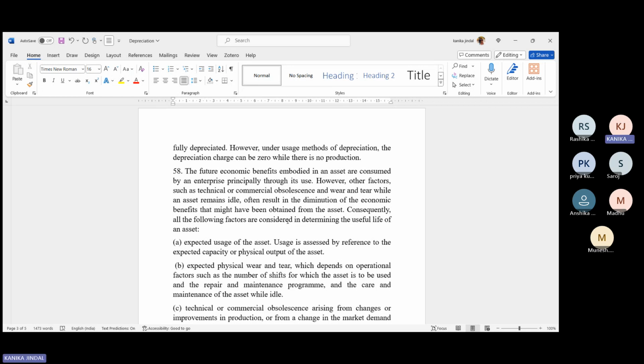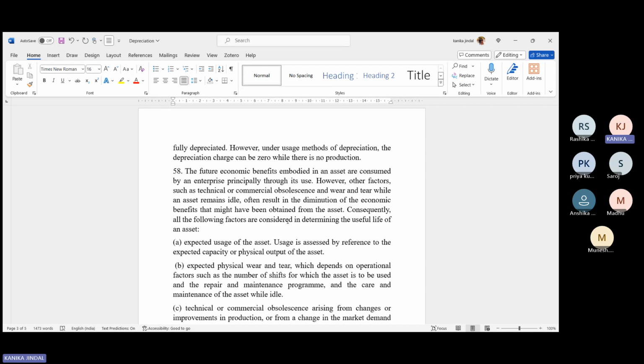Second is expected physical wear and tear, which depends on operational factors such as the number of shifts for which the asset is to be used, the repair and maintenance program, and the care and maintenance of the asset while idle. So the second factor considered while determining the useful life of an asset is the expected physical wear and tear, and wear and tear is directly proportionate to the use. कितनी shifts में वो use हो रहा है, how it is being handled, उस पर depend करेगा उसमें कितना wear and tear हो रहा है.